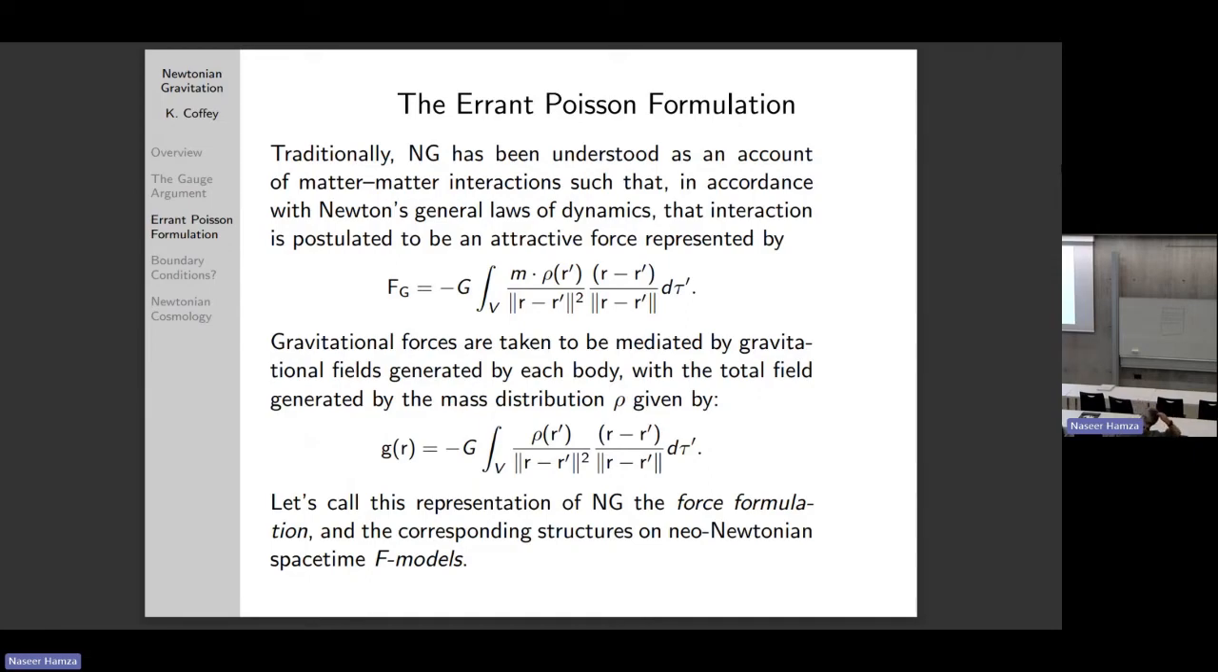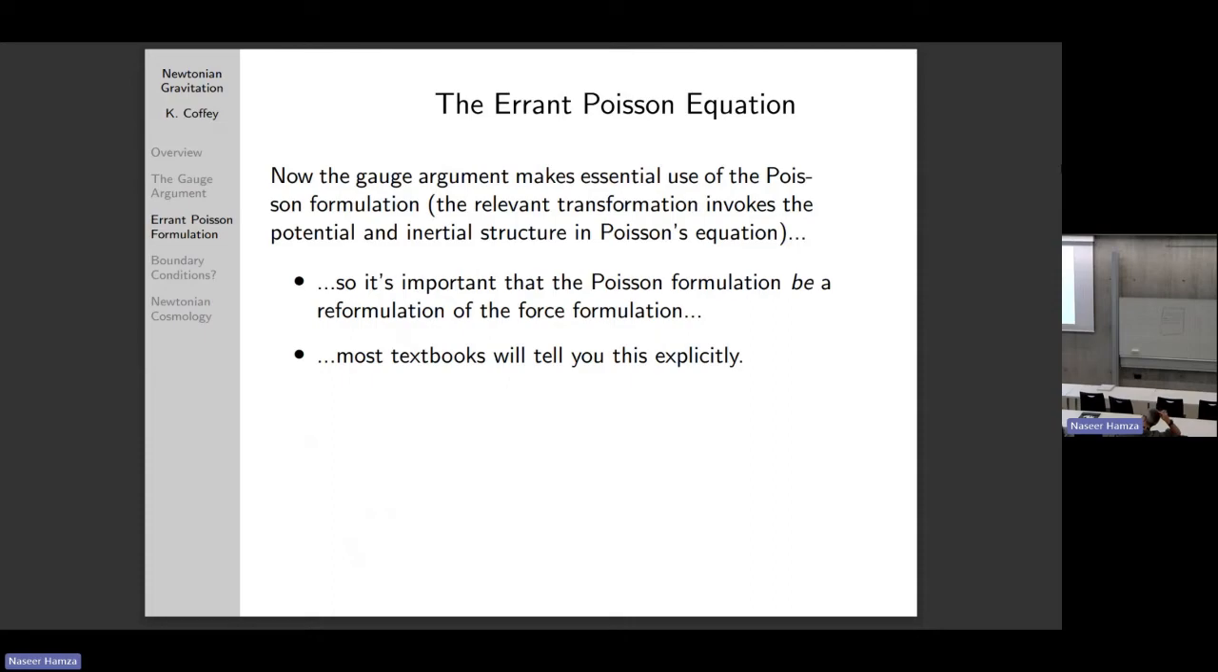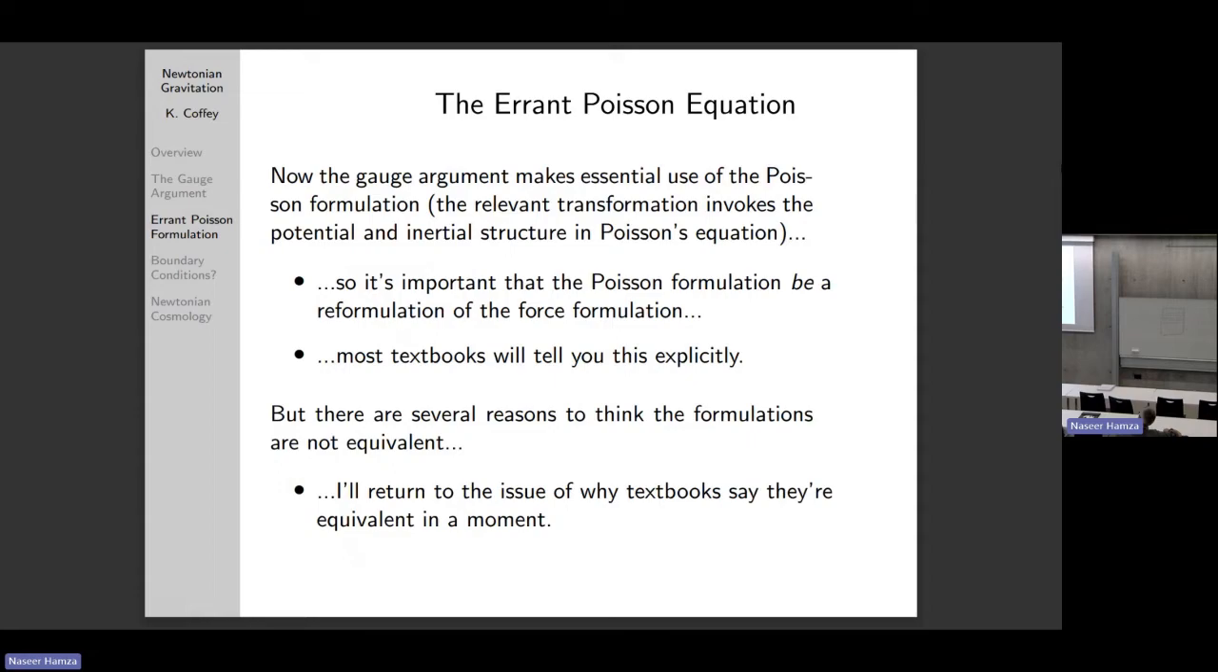F for force. Okay. Now, the gauge argument makes essential use of the Poisson formulation. And so it's important that the Poisson formulation be a reformulation of the force formulation. And most textbooks will tell you that that's exactly what it is. But I think there are actually several reasons to think that the formulations are not equivalent.